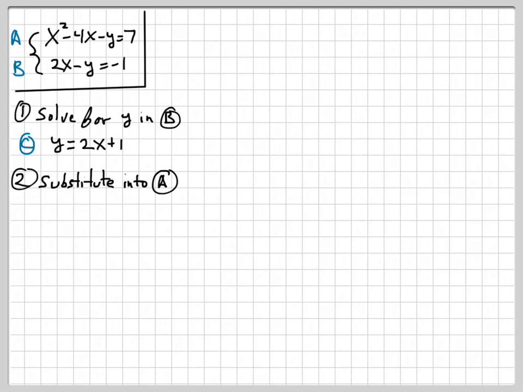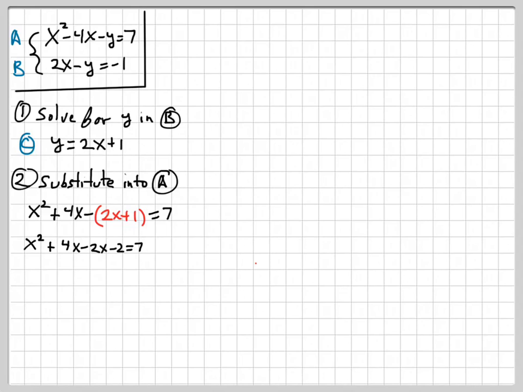Second, we're going to substitute this expression into equation A and simplify. As we can see, it'll be a quadratic equation, and here you have a choice of solving that quadratic equation by trying to factor it and using the zero product property, or using the quadratic formula. Factoring it and using the zero product property would be the easiest.